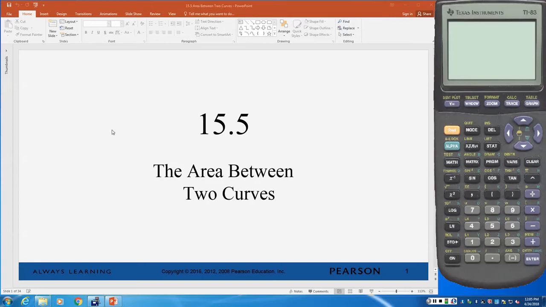So the first step always in finding the area between two curves is to graph the two curves. First of all, to see where they intersect and if they intersect more than once. But second of all, because you're going to need to see which curve is on top, because that's always going to be the one you subtract from. Just like before, it's always going to be top minus bottom. Okay? So we need to always graph these.